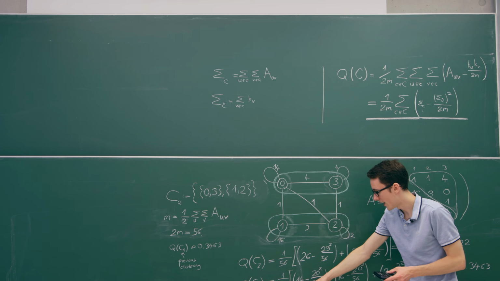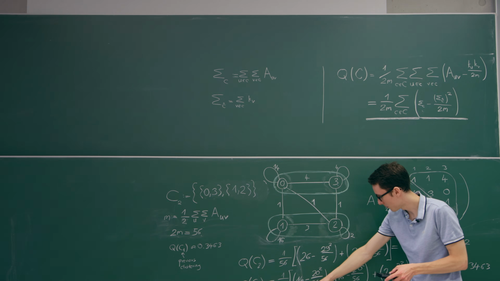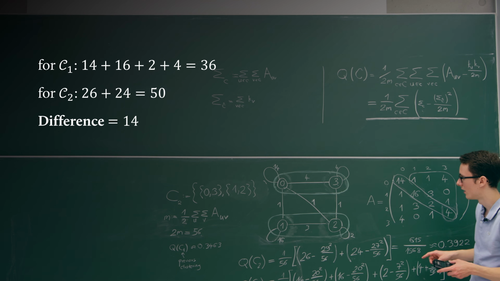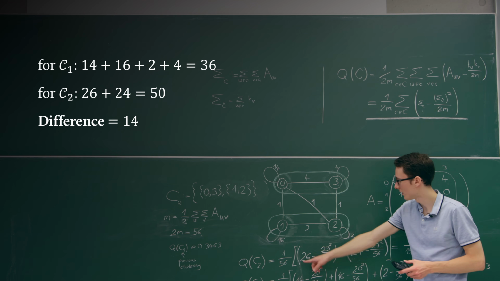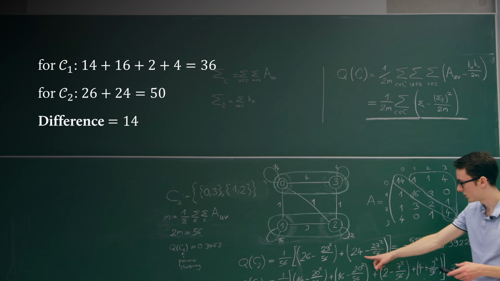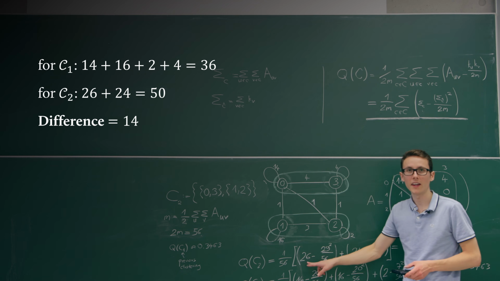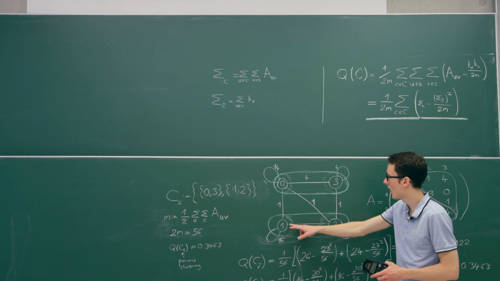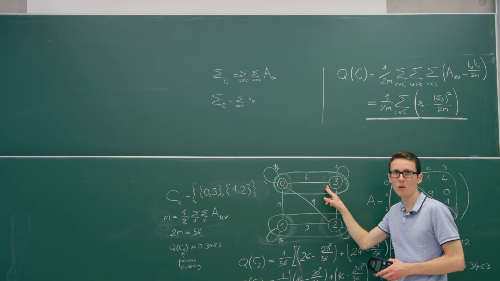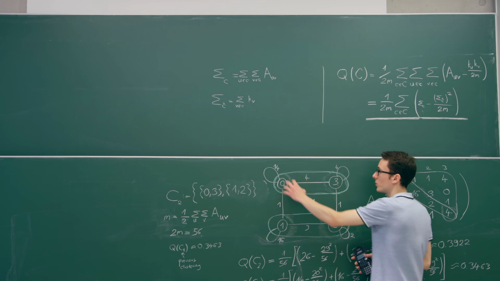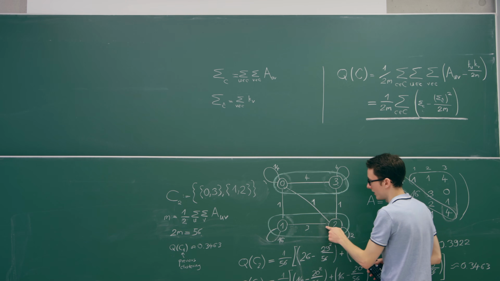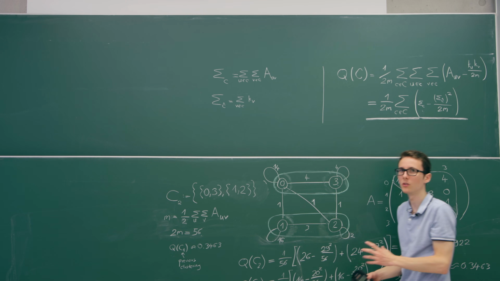And when we do that, let's calculate 14 plus 16 plus 2 plus 4. That's 36. And then compare that to 26 plus 24, which is 50. So that's a lot higher here, and that also makes sense as we have more edges now inside our communities. Beforehand we just had the self loops, now we also have these edges here, which are totally inside our communities.